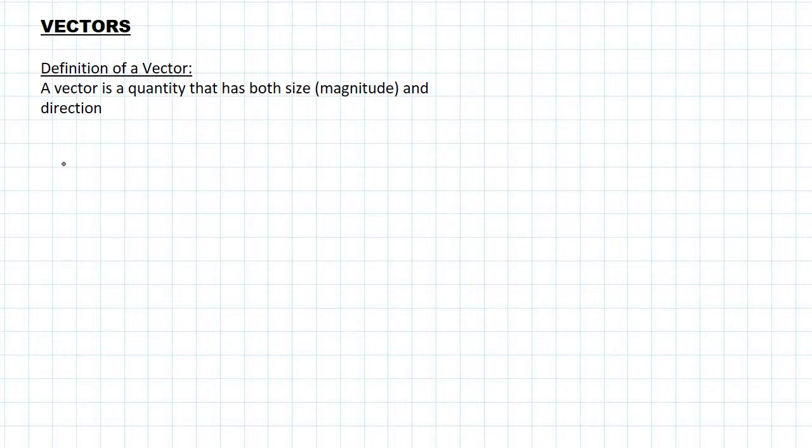Okay, I'm going to give you a quick overview of vectors. The definition of a vector: a vector is simply a quantity that has both size or magnitude and direction. So I'll give you an example here on this graph paper where I have a point A and it goes to a point B. Now I'll draw a line from A to B to represent the vector.